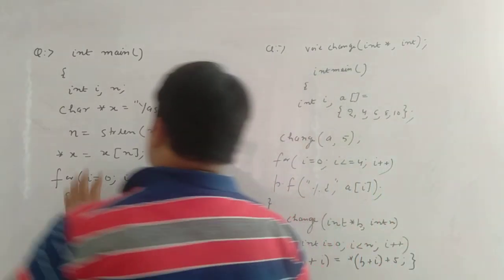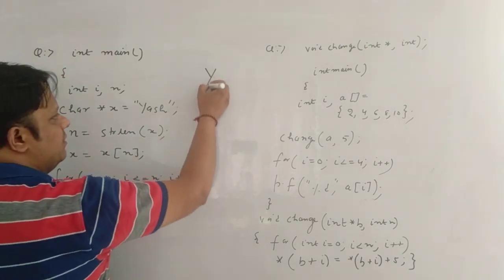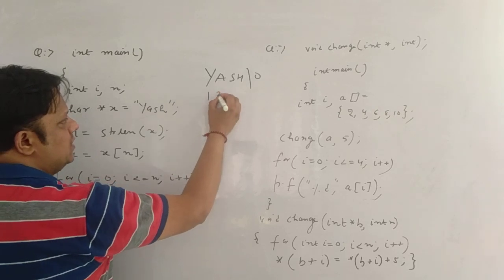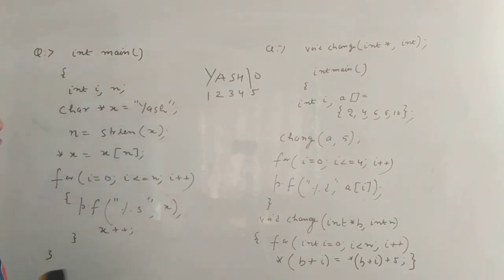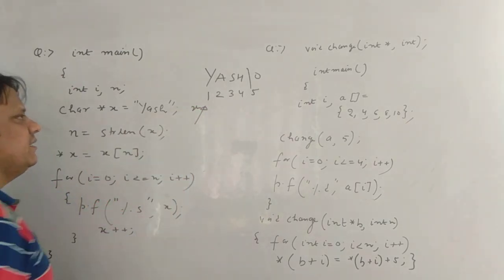Now, first line, char *x = "Yash" means what? Let's suppose this is a string, Yash, and the string ends with a null. Let's suppose the base address is 1, 2, 3, 4, 5. So when you write char *x = "Yash", your x is a pointer which points to the base address of the string, Yash.